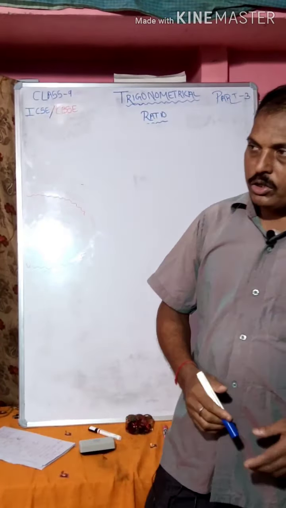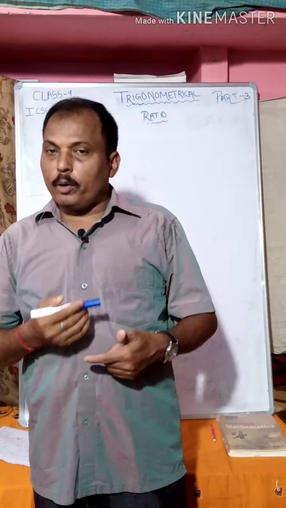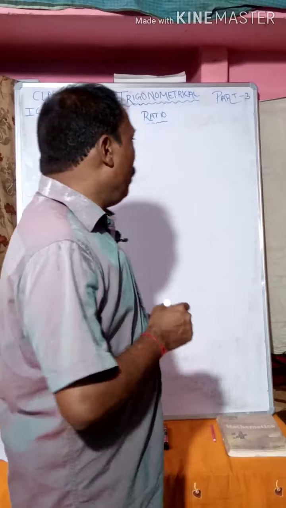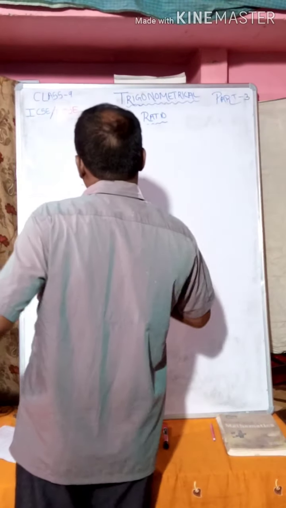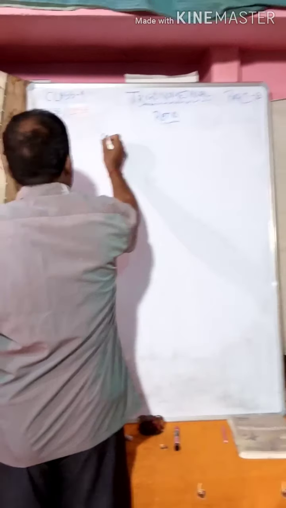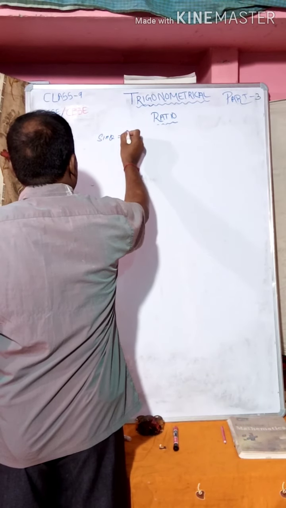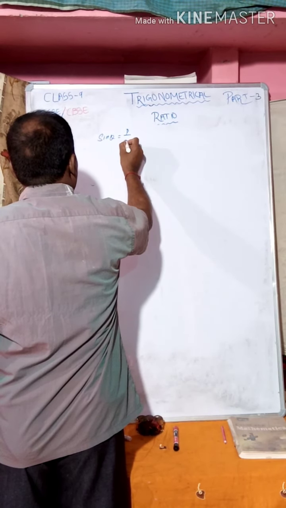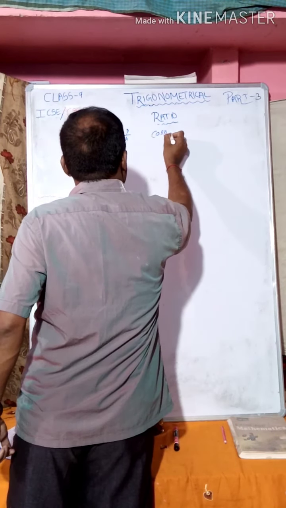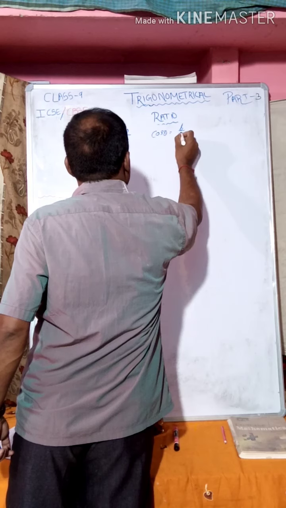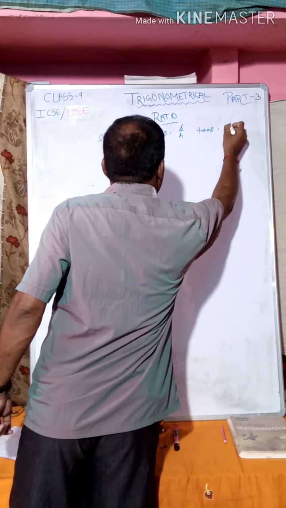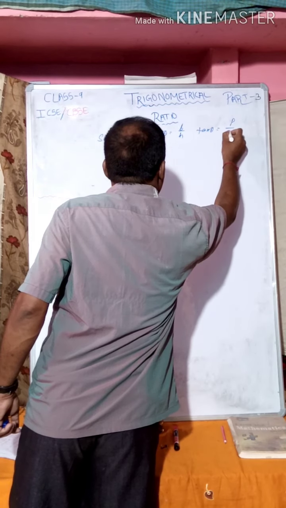Now we will discuss more formulas about trigonometry. Now we know that sin theta is equal to p by h, cos theta is equal to b upon h, and tan theta is equal to p by b.